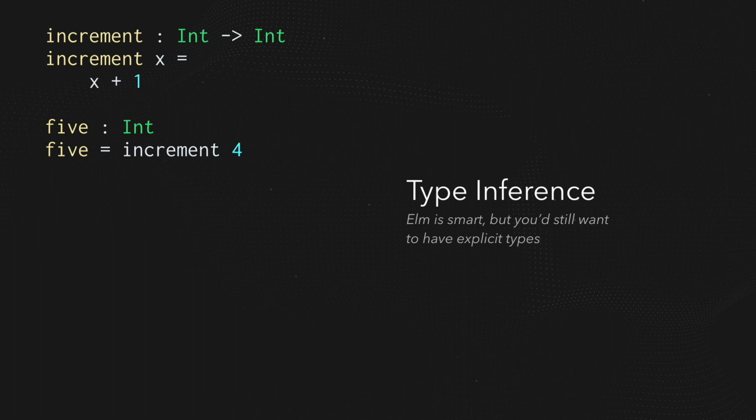So you read this thing as increment has type from int to int. So the arrow means that it's a function with one argument. So if you have two arguments, you'll have two arrows, basically.